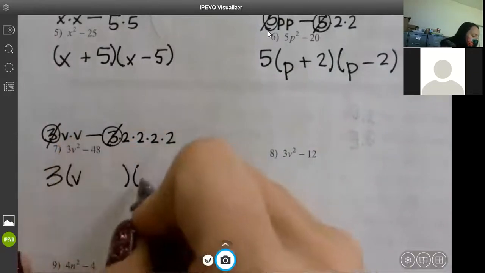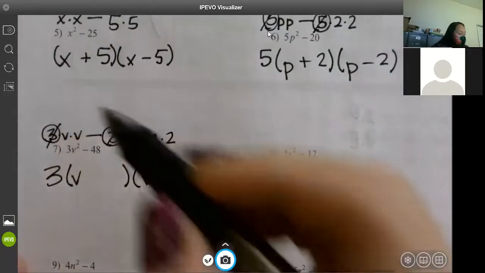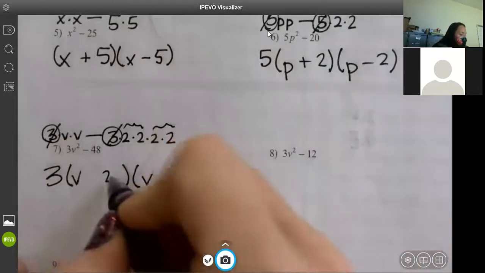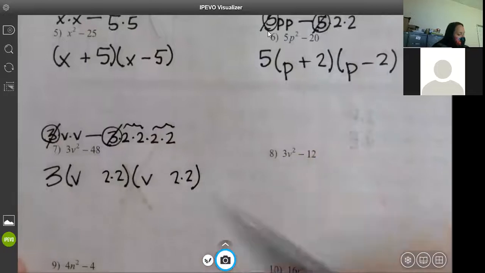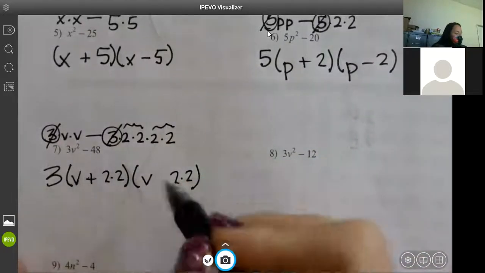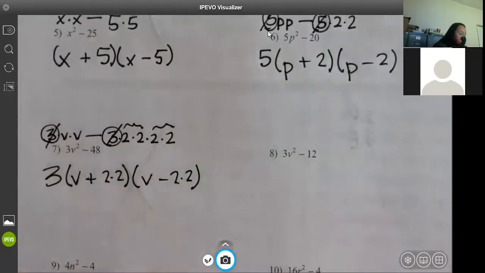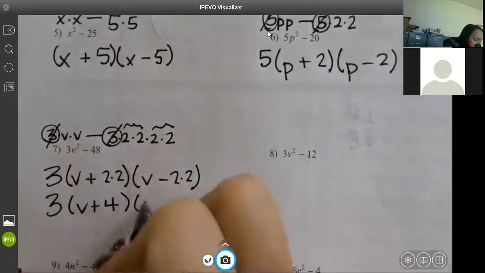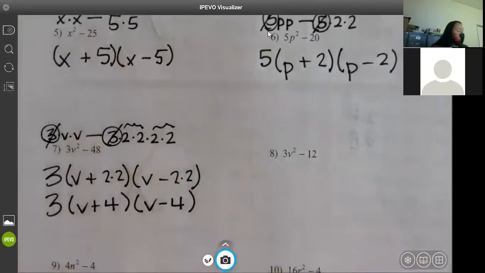In the front, I'm going to have a V, but in the back, I have 2 pairs of 2's. So I'm going to have 2 times 2. One is going to be positive, one is going to be negative. But what is 2 times 2? So we're going to have V plus 4 and V minus 4. So I just wanted to show you how that worked if you had 2 sets of numbers. If it would have been a set of 2's and a set of 3's, you would have 6's in common. Okay.